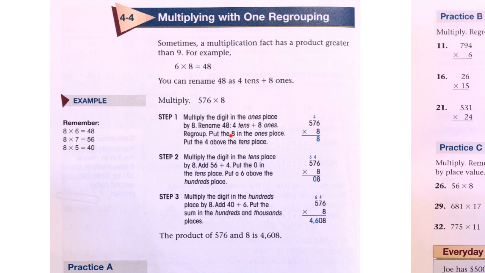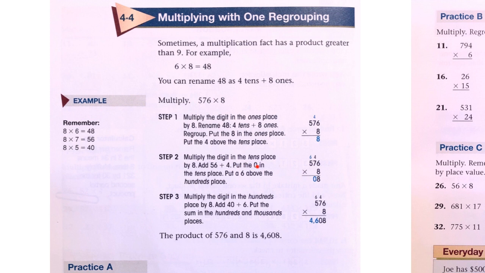So that's what it says here. Put the 8 in the ones place. Put the 4 above the tens place. Step 2. Multiply the digit in the tens place by 8. So we have 56. 8 times 7 is 56. Then we add that regrouped 4 to that. 56 plus 4 is 60.